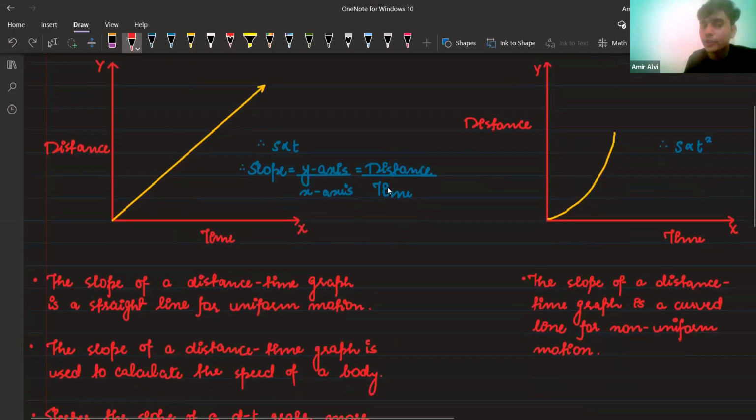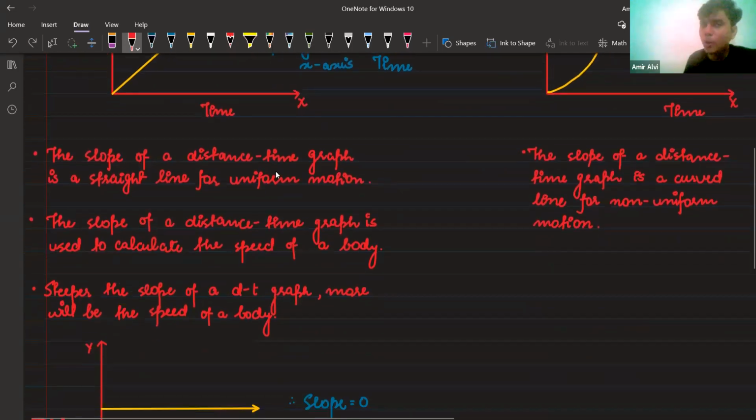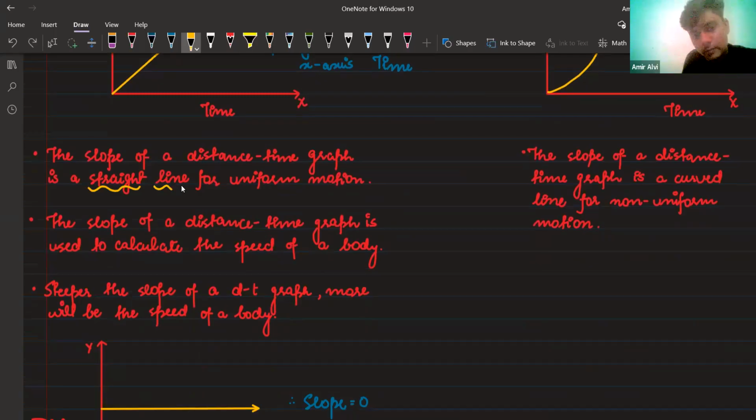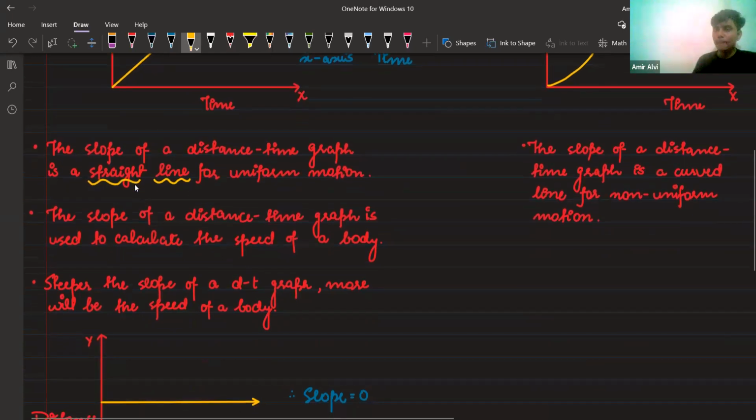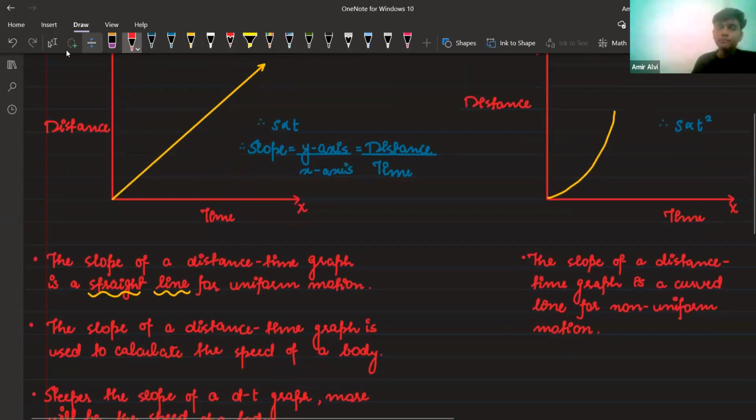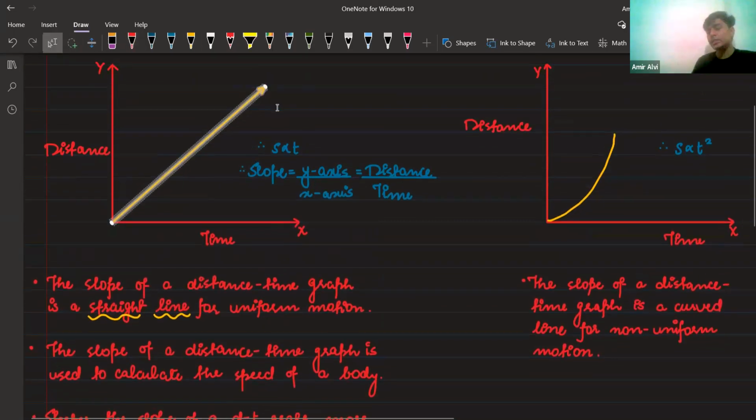Okay. So Naisha, let's talk about it. The slope of the distance time graph for a uniform motion is a straight line. What it is basically, it's a straight line. Yes or no? Yes, sir. And the slope of a distance time graph is used to calculate the speed of a body. I've just told you. And next thing is speed. The steeper the graph or slope is, the more will be the speed of the body.